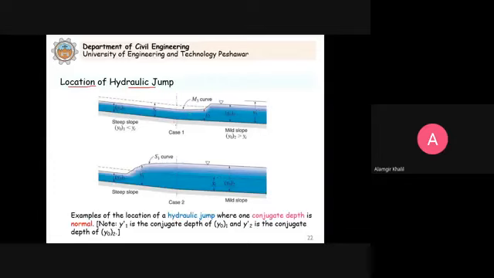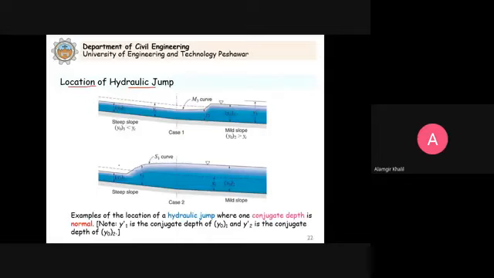Now in this figure I will try to explain case 1 and case 2, which are given. This figure is also from your textbook. So which one is correct? Now let us try to discuss this in detail. We will actually solve one problem, but this discussion will help us to solve that problem.